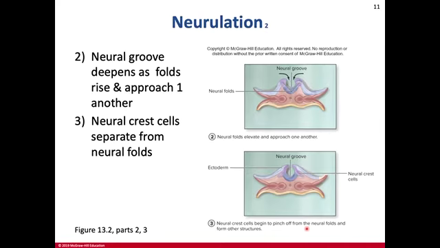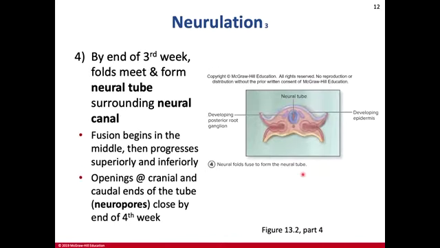As neurulation continues, the neural groove deepens as folds rise and approach each other, and then the crest cells separate from the folds, and then the tips of these folds will seal, and that will become the neural tube. So by the end of the 3rd week, the folds meet and form the neural tube, which surrounds the neural canal, all right? Fusion begins in the middle and progresses towards the caudal and rostral ends. Openings at the cranial and caudal ends of the tube, called neuropores, normally close by the end of the 4th week, okay?